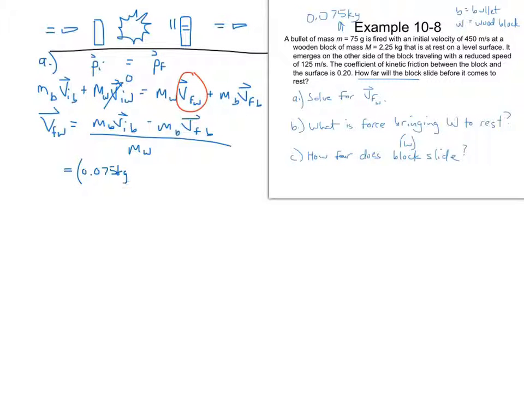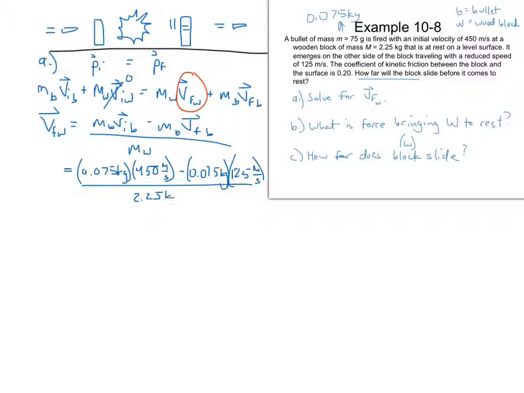0.075 kilograms. And I got a feeling I'm going to run out of space here real quick. Times how fast is it moving initially? 450 meters per second. All right? Minus mass of the bullet, 0.075 kilograms, times what's our new velocity after it's exited the block? That's 125 meters per second. All right, all that divided by the mass of the block, which is 2.25 kilograms.